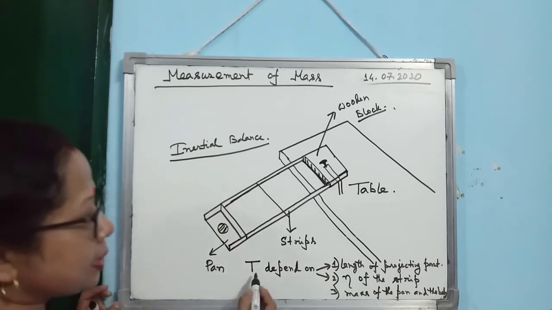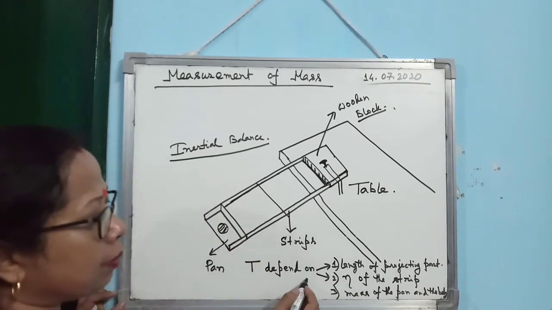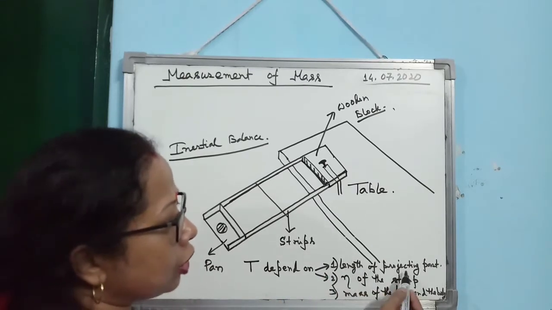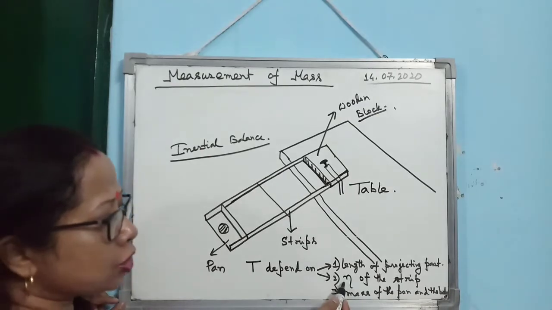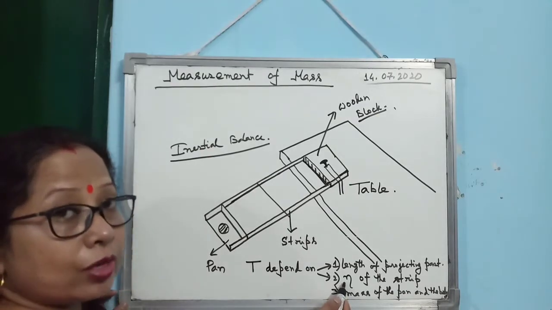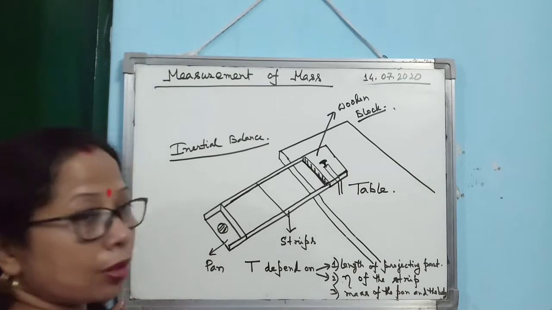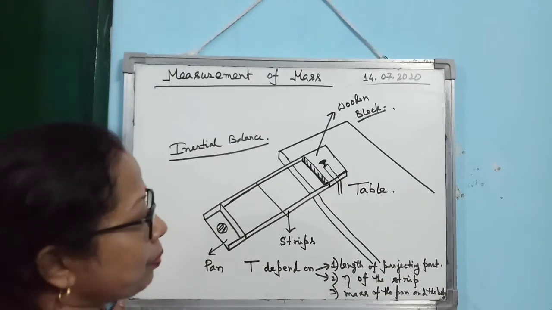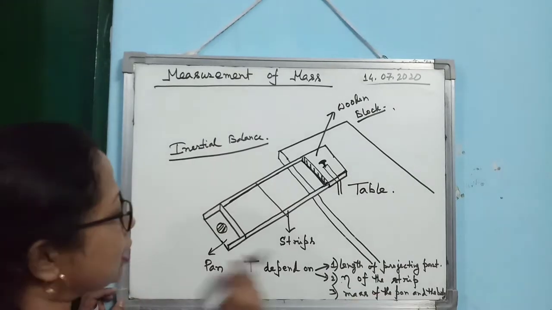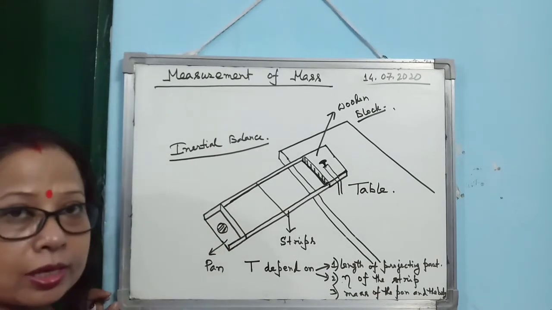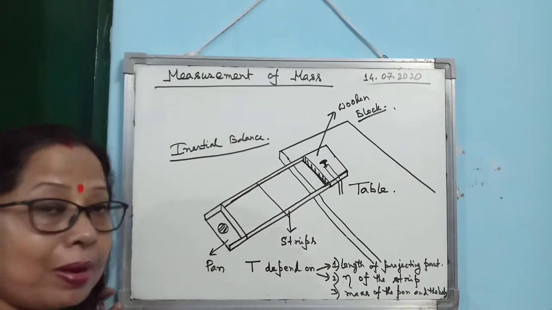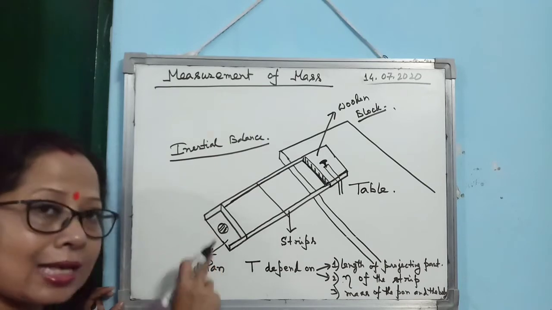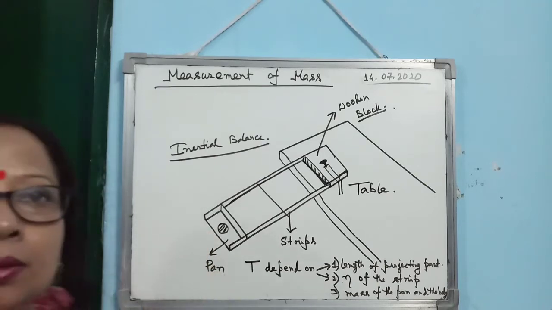In that case, the time period of vibration of the pan depends on three factors. What are the three factors? The length of the projecting part; eta, the modulus of rigidity or modulus of elasticity of the strip, which we denote by eta; and the mass of the pan and the body. Remember, it depends not only on the mass of the body, but on the mass of the pan as well as the mass of the body.